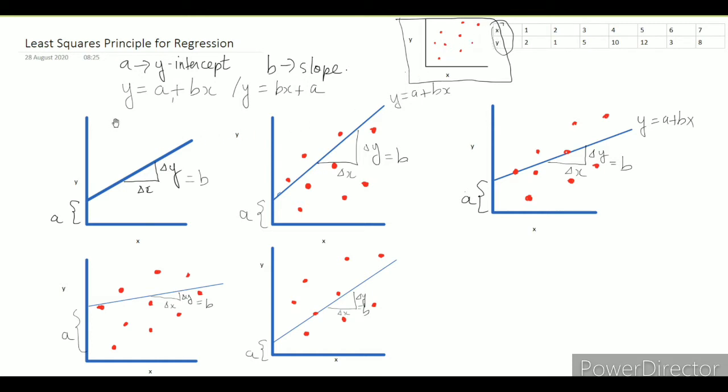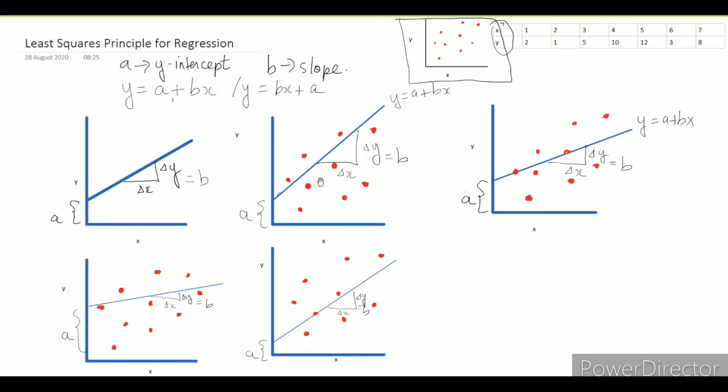So that line can be represented by this equation, y is equal to a plus bx, where a represents the y-intercept and b is the slope. The y-intercept is nothing but the distance between the origin and the point where the line meets the y-axis. So this is called the intercept. Another way of defining intercept is the value of y when x is equal to 0. And b is nothing but the slope. It tells us how much the y value changes when the x value changes by 1.